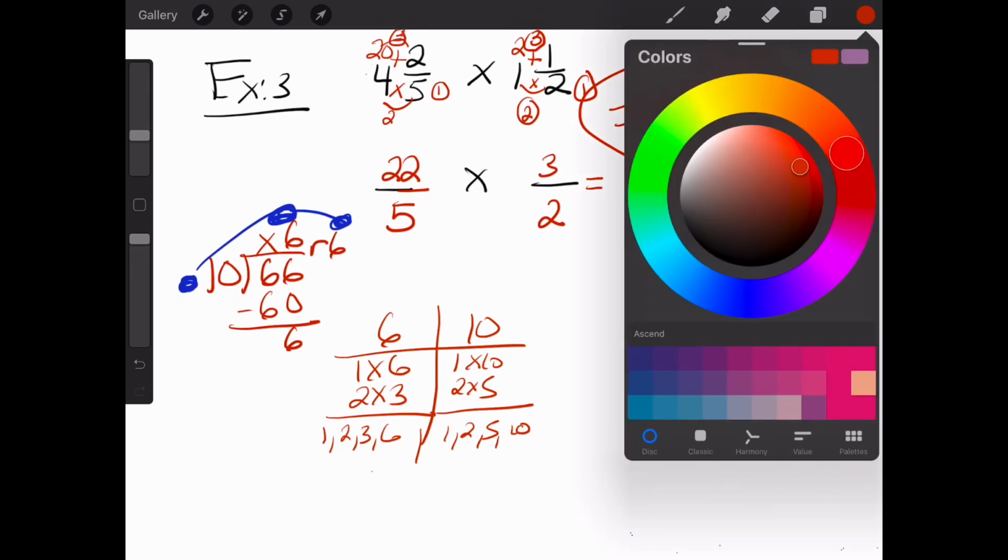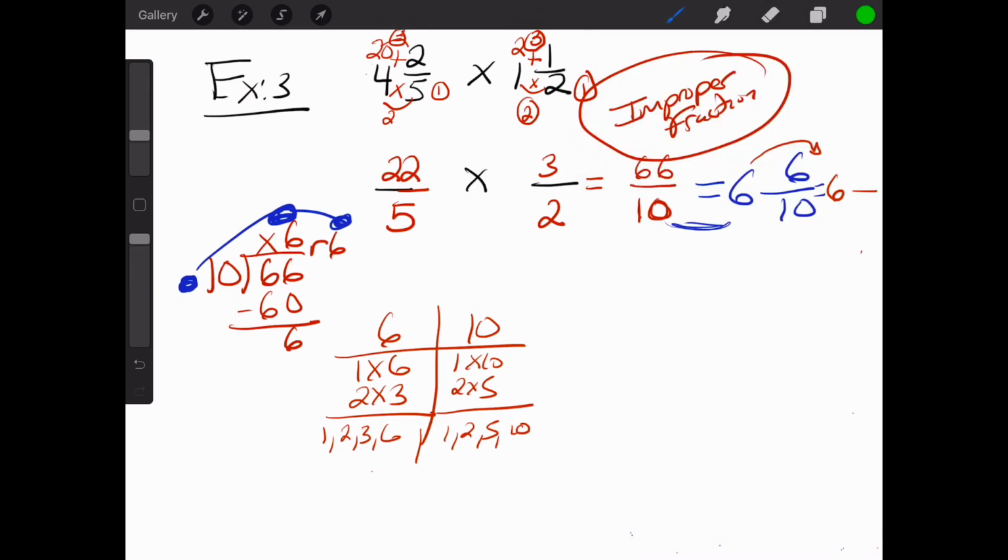Okay. Now I'm going to find which ones are common. Do you have a 1 on both sides? Yes. Do we have a 2 on both sides? Yes. Do you have a 3? No. 6? No. 5? No. 10? No. So our greatest common factor is the number 2. So you divide by 2 on top, divide by 2 on the bottom. 6 divided by 2 is 3, and 10 divided by 2 is 5. We have 6 and 3/5 as our answer.